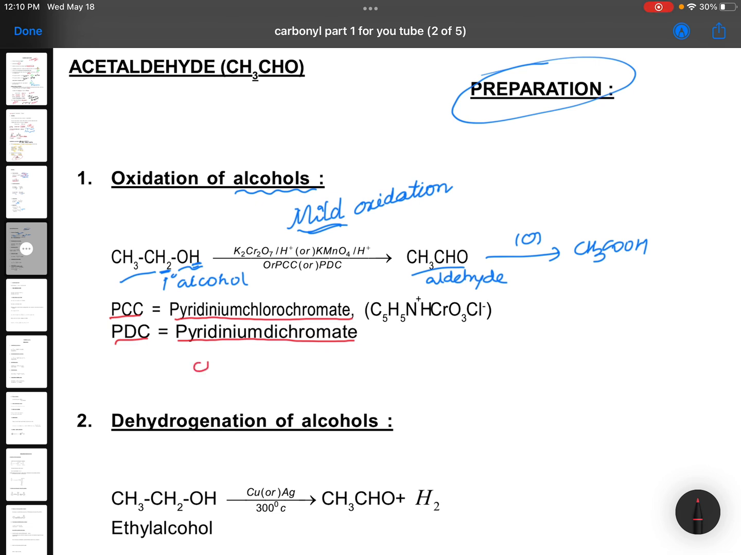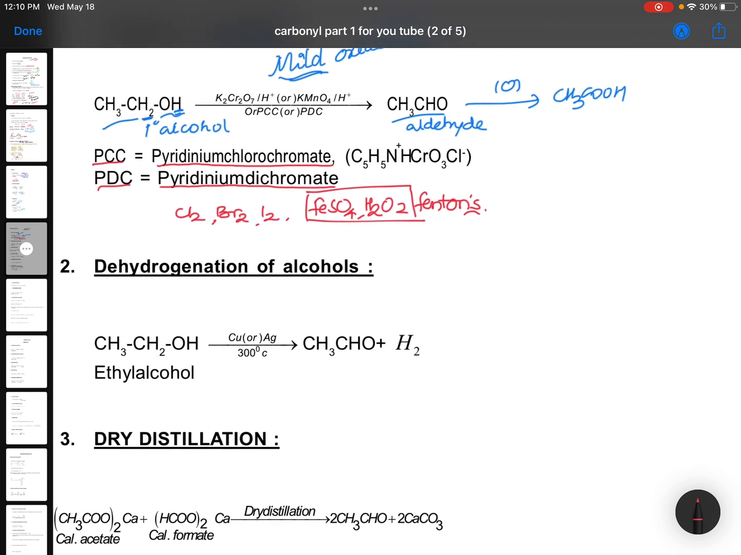Along with this, we can use chlorine or bromine or iodine. You can use any of these, it is okay. Or Fenton's reagent is fine. FeSO4, H2O2, this is called Fenton's reagent. Or Jones reagent, Collins reagent, all these also we can use. This combination is called Fenton's reagent. It's mild oxidation. Remember, this must be mild oxidation.